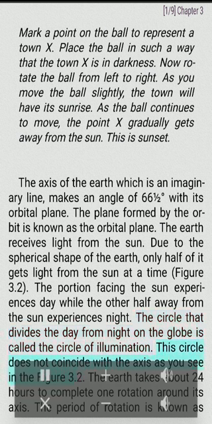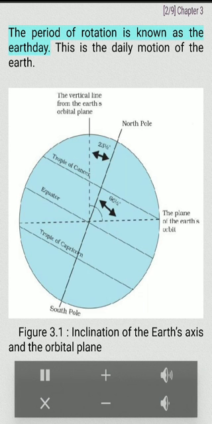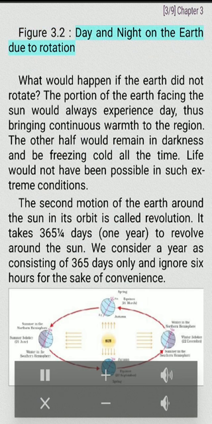This circle does not coincide with the axis, as you see in figure 3.2. The Earth takes about 24 hours to complete one rotation around its axis. The period of rotation is known as the Earth day. This is the daily motion of the Earth. Figure 3.1. Inclination of the Earth's axis and the orbital plane. Figure 3.2. Day and night on the Earth due to rotation.